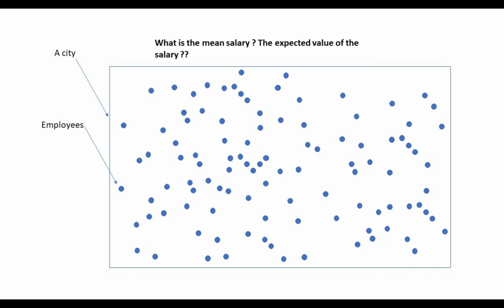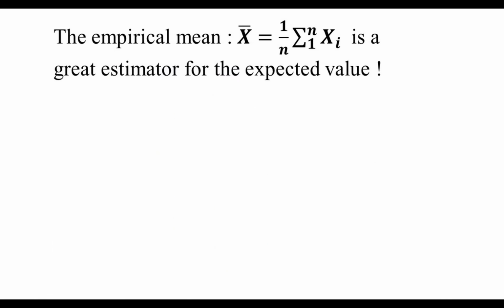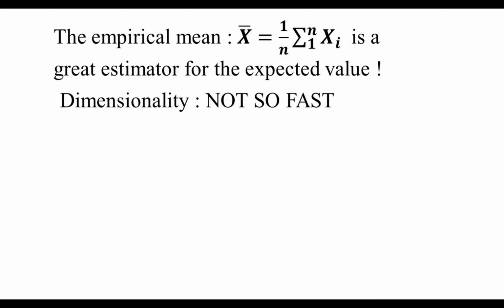Since we usually don't have access to all the salaries, we use a small sample, and we calculate the mean. For instance, if we have a sample of 5 people, this is how we do it. Generally, the empirical mean is a great estimator for the expectation. It checks all the boxes. But what happens to the performance of this estimator if we increase the dimensionality of our data?